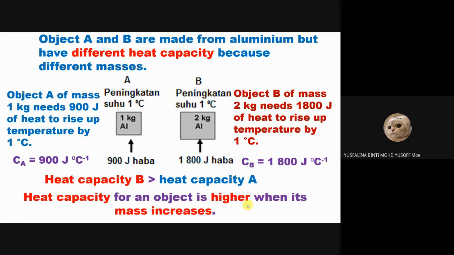So this is the same, right? Let's say I have object C and object D. For 1 kg of object C, we need 200 joule. Let's say for 2 kg, we need 400 joule. So you will just double up. This shows that if the mass is different, the heat capacity also will be different.